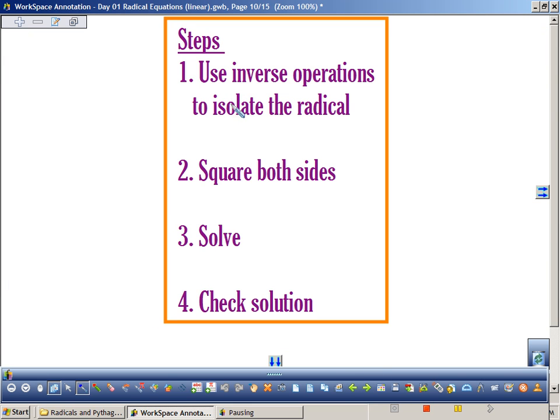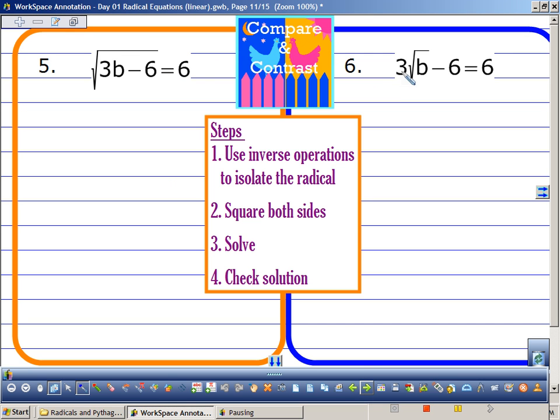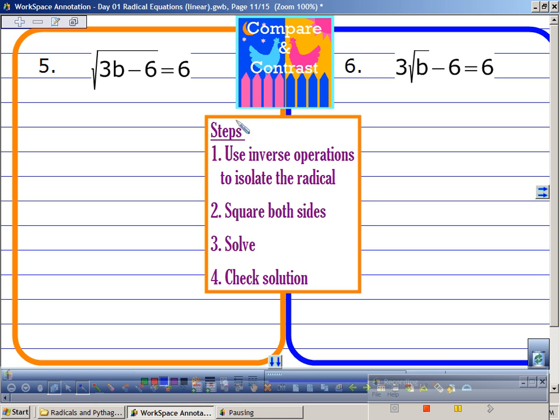So here are your steps. I'm not going to take the time to write them down right now because we're running out of time. All right, so my first step, please stop talking. My first step is to use inverse operation. PEMDAS, you have to do PEMDAS in reverse. You have to undo it.